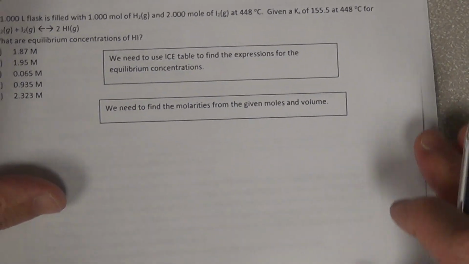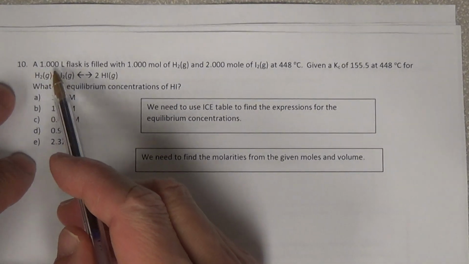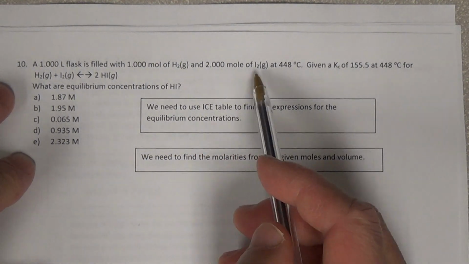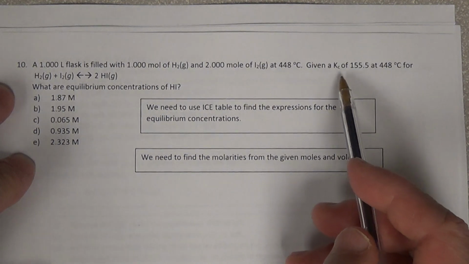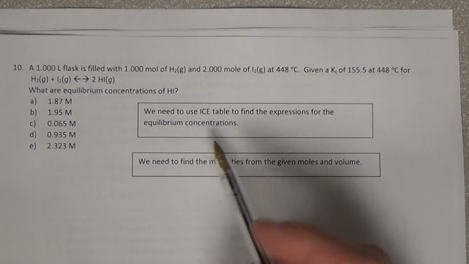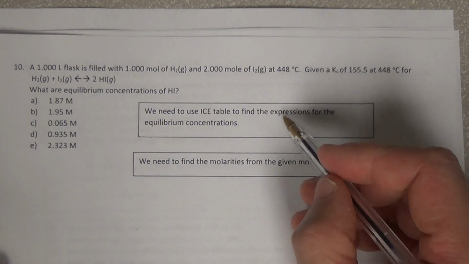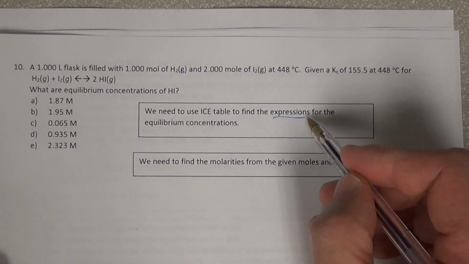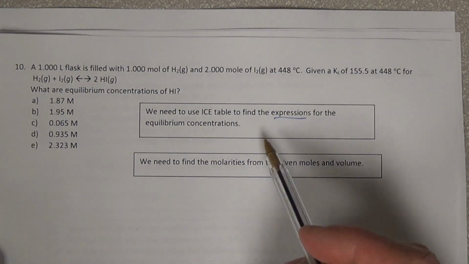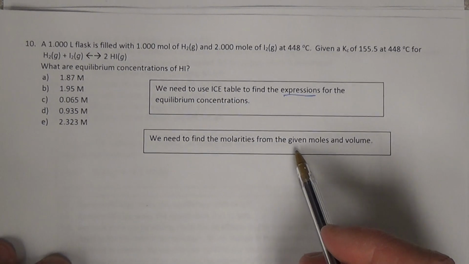Okay, so question number 10. Given a 1.000 liter flask filled with 1.000 mole of H2, 2.00 mole of I2 at this temperature, give you Kc this, then what are the equilibrium concentrations of HI? Okay, so we need to use an IC table to find the expression for the equilibrium concentration. So we will find the expression, maybe not the number yet. Then we will use the Kc, set up the equation and solve with the quadratic formula. So therefore, we need to first find out molarity for the given moles and the volume.